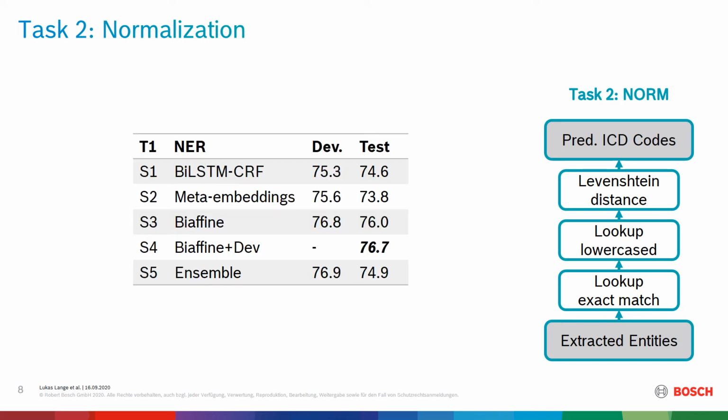As we have implemented a pipeline model for all tasks, normalization depends directly on the extraction. And again, we see that the bi-affine model works best for this.